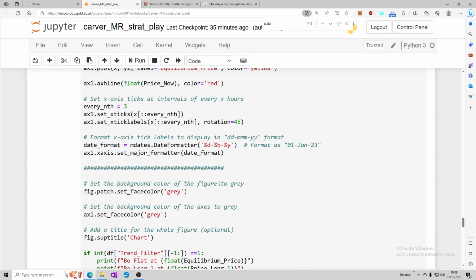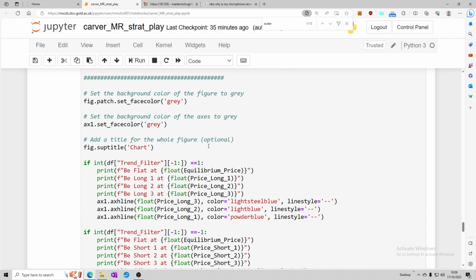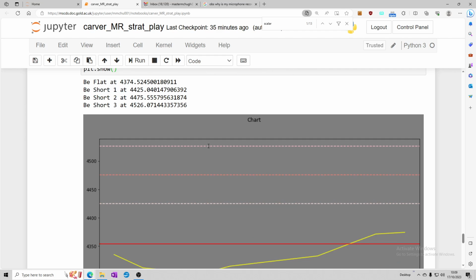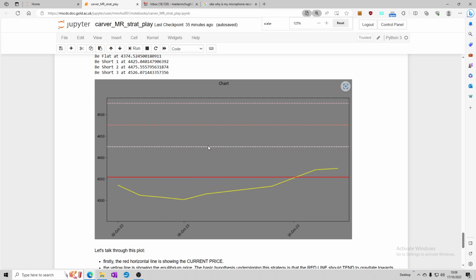The code is not important here. This is just my plotting code. Now we'll spend some time here. Let's talk through this plot.